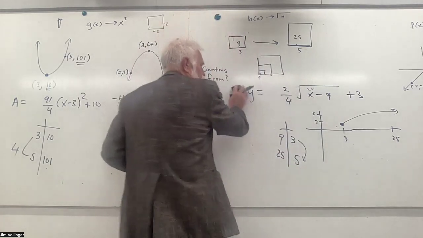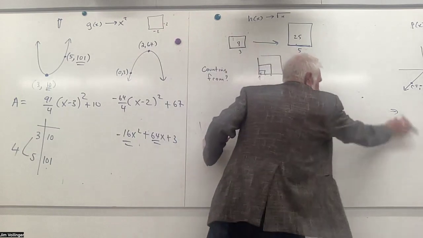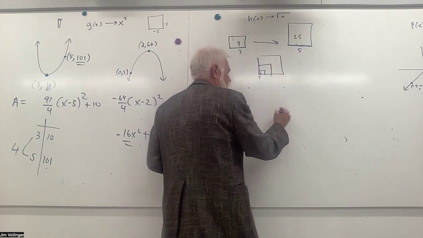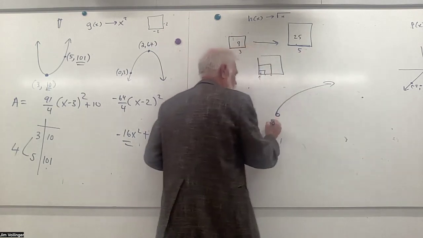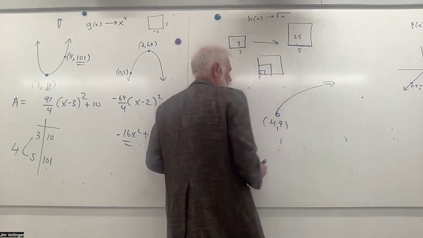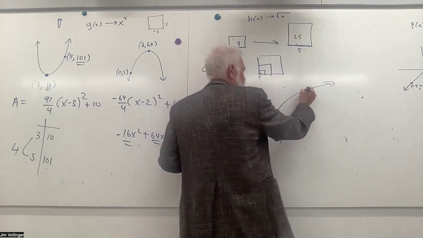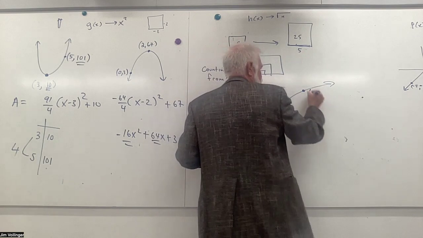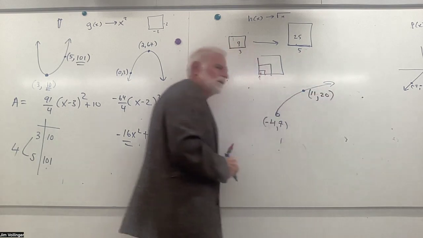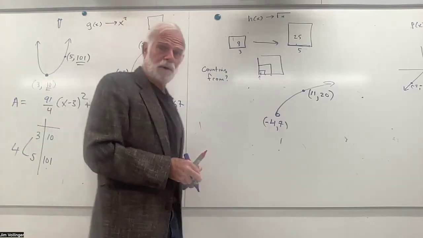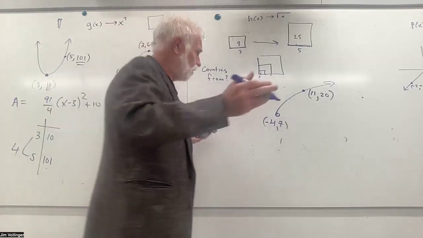And so let's give you a chance now to try some random numbers. Let's say I have a square root function from, let's go negative 4, 7 to, how about 11, 20? All right, you pause the video and you try to write that equation. Since you've already paused it and had your moment, I'm just going to keep going.